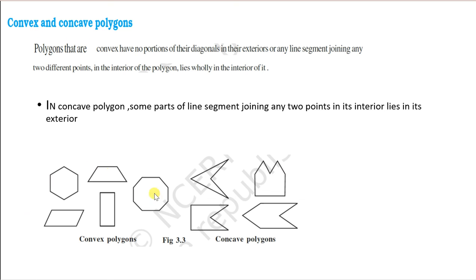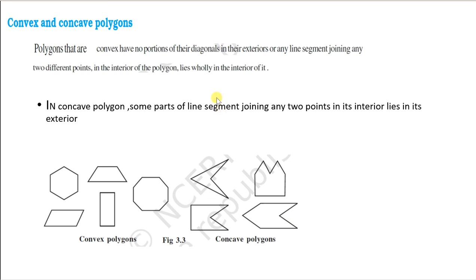Like here we have drawn a few figures. In all of these figures, if you take any 2 points in the interior of it and join them, it will lie completely in its interior. So all these polygons are convex polygons. In these figures, the second one, these are not convex.